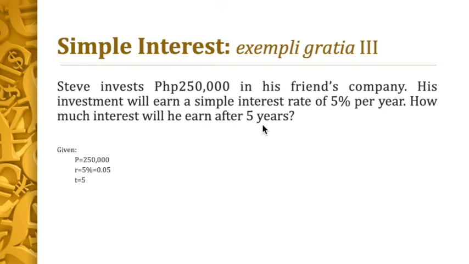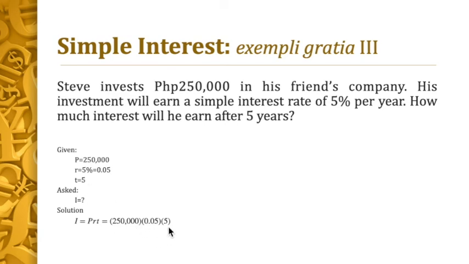Okay, so that's our given, PRT. And what is asked? How much interest will he earn? So that's your I, no doubt about it. And how about the solution? We're going to make use of the same formula, I equals PRT. So substitute: your P is 250,000, that's what you see here. Your R is 0.05 or 5%, that's what you see here. And your T is 5.